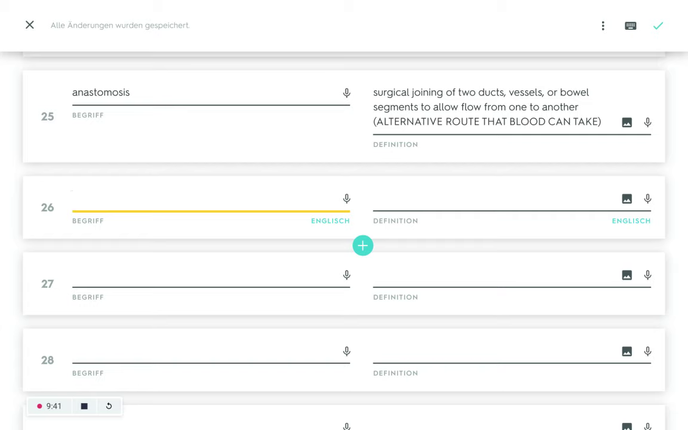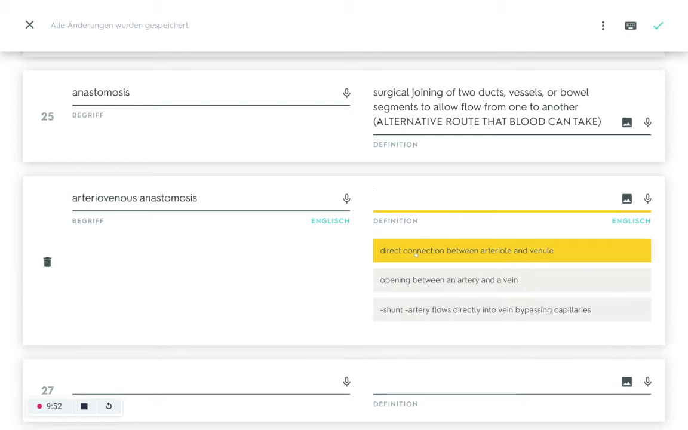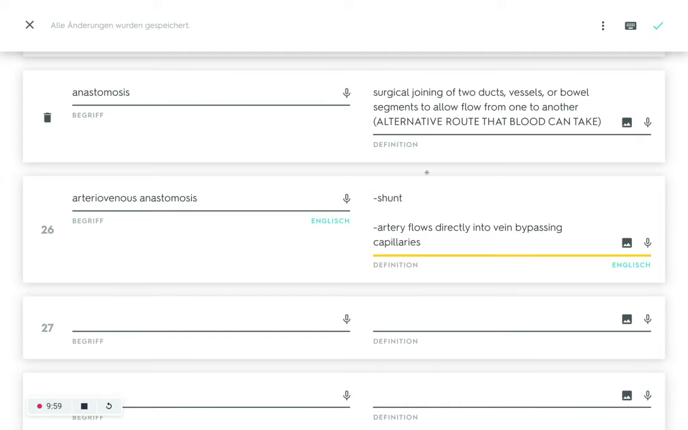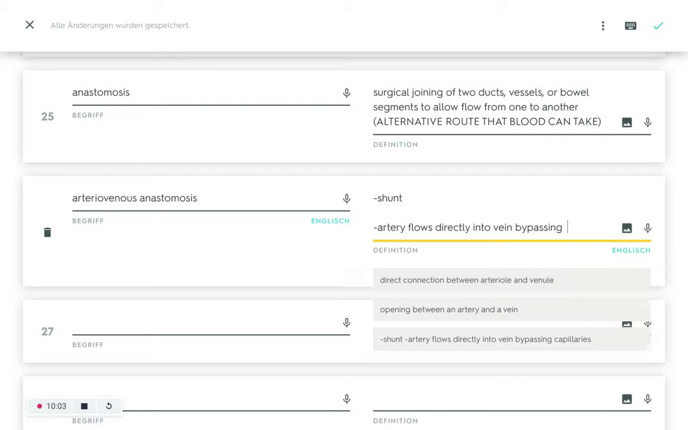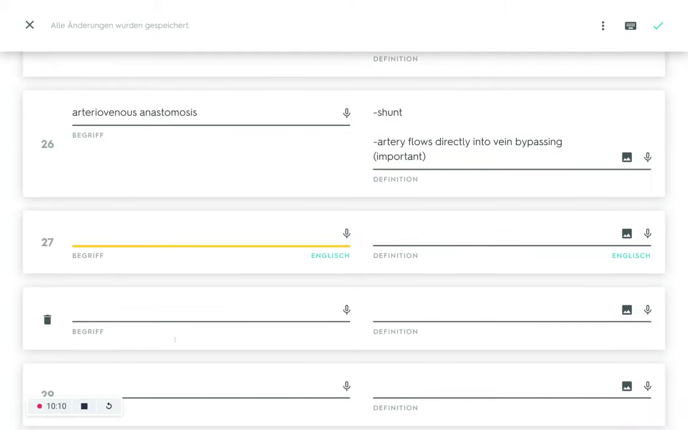And we should continue with arteriovenous. Direct connection between arterial and venous. Okay. But this is a good one. Shunt. Artery flows directly into vein, bypassing capillaries. So this is what you have to know. Very important. You're bypassing the capillary with an arteriovenous anastomosis. Venous anastomosis.